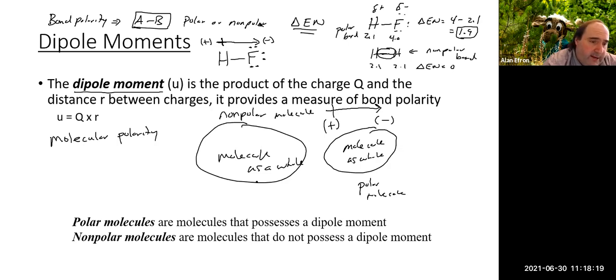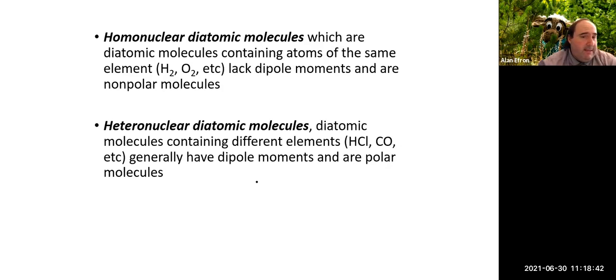Now, the one place where bond polarity, where we use the electronegativity values, and molecular polarity cross over and are kind of the same thing, is what we talked about a little bit in chapter 3. And that is when you're dealing with diatomic molecules. Because that molecule only has one bond, if that bond is polar, then the molecule will be polar. And if that bond is nonpolar, then the molecule will be nonpolar.